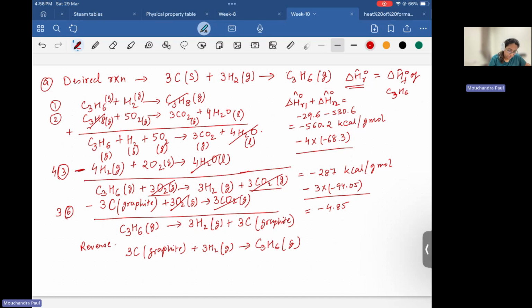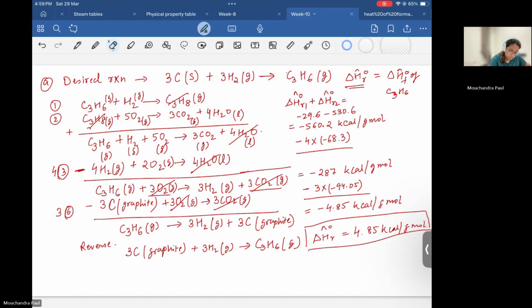So if we reverse it, the heat of the reaction value will also change its sign. So the final heat of the reaction that you got will be plus 4.85 kilocalorie per gram mole. Okay, this is the final value.